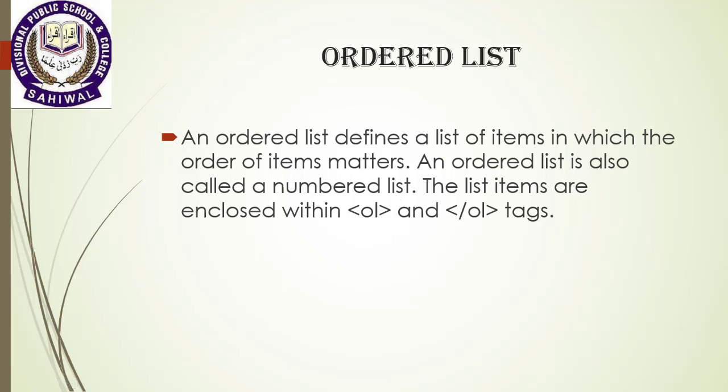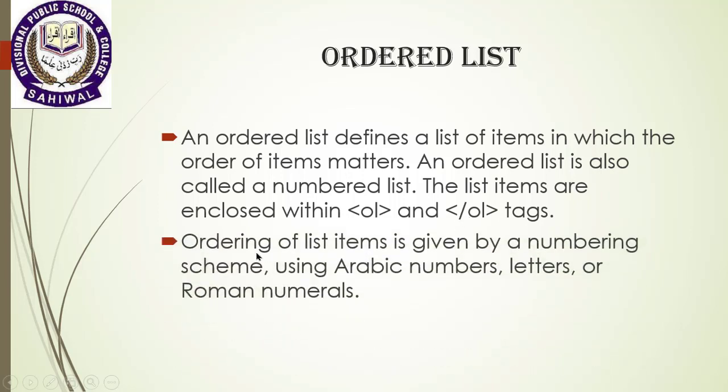The list items are enclosed within a starting OL tag and a closing OL tag. These are the tags which are used for starting and closing an ordered list. Students, ordering of list items is given by a numbering scheme using Arabic numerals, letters or Roman numerals. It means order is important here, and we can give numbers in an ordered list instead of the bullets.